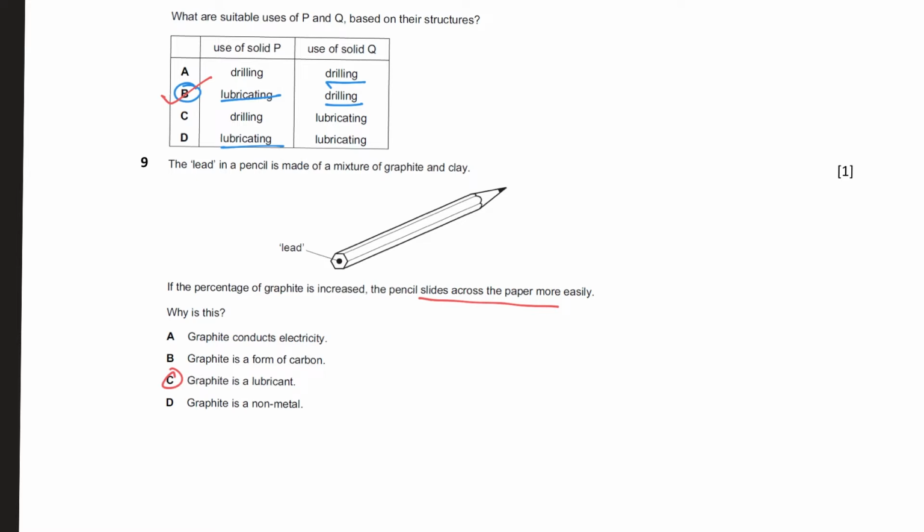The pencil sliding across more easily, that is a hint that it's a lubricant, and because of that we can use this for that because it's soft. This shows that pencil lead and lubricants have a shared property, that they both need to be soft, and graphite fulfills that property. So that is why it's useful for both of these.